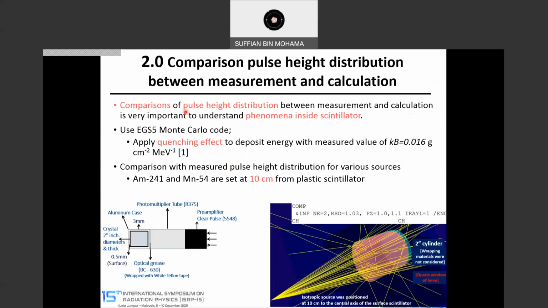Comparison of pulse height distribution between measurement and calculation is very important for us to understand phenomena inside the scintillator. So in this case, we will use the EGS5 Monte Carlo code and apply the previously shown measured quenching effect to the deposited energy. So this study is quite straightforward. We will use two sources, americium 241, where we know it has a peak energy at 59.5 keV, and also a higher energy source, manganese 54. It has a peak at 834 keV.